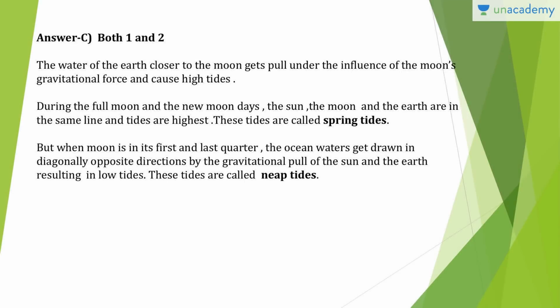So the water of the earth closer to the moon gets pulled under the influence of the moon's gravitational force, and it causes the high tides. And during the full moon and the new moon dates, the sun, moon and earth are in the same line and the tides are highest. They are called spring tides. And in the first and last quarter, they are diagonally opposite, so they cancel each other in some way. So they are the lowest tides. They are called neap tides.